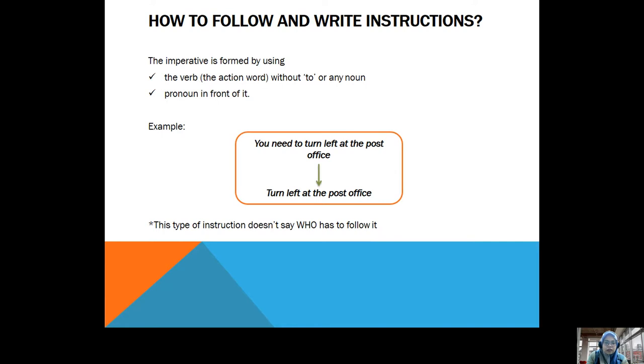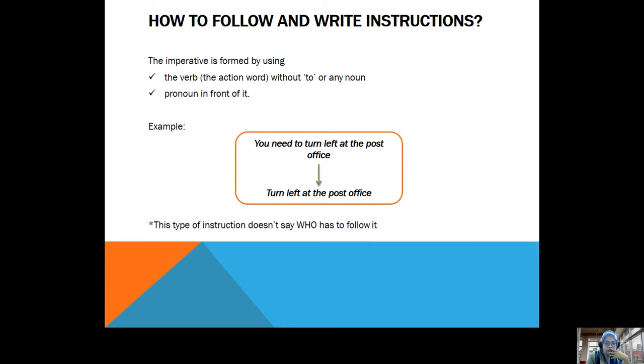Okay, for example, kalau you nak beritahu dalam verbal instruction, you're a friend asking for direction, so you want to say that you need to turn left at the post office. Rather than that, you just can omit the pronoun. Okay, turn left at the post office. Clear. It's understood, right?